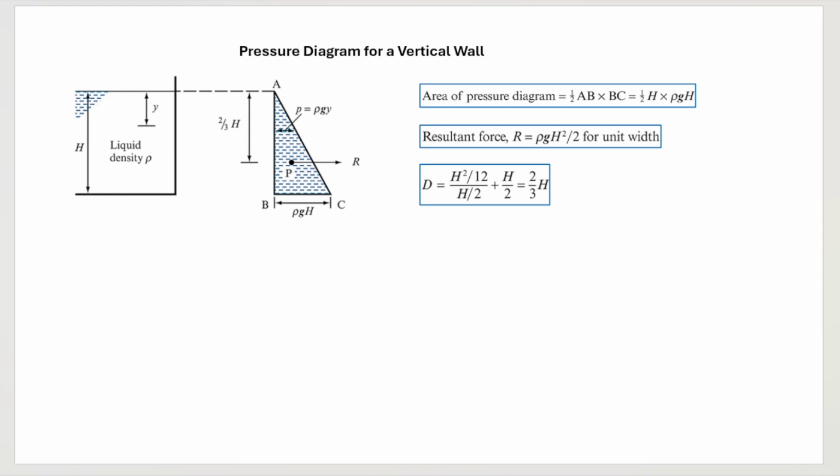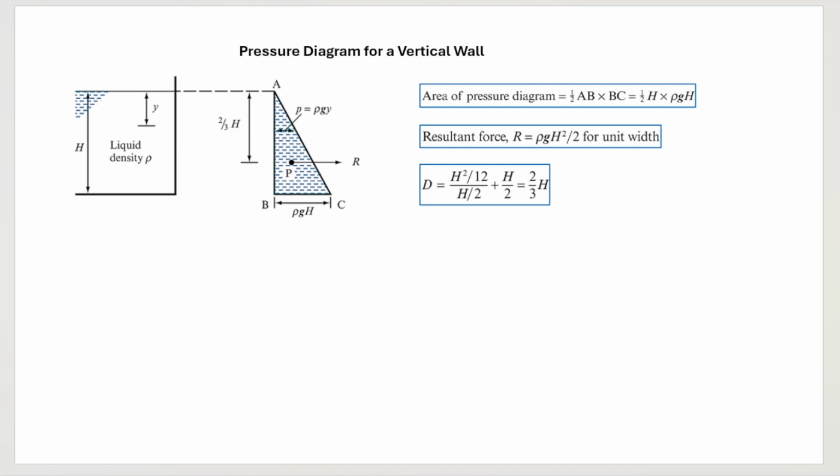We are discussing pressure from the very start, and in particular the pressure diagram on a vertical wall. Since we know that pressure follows the concept of gamma h, from our previous discussion on pressure and head.